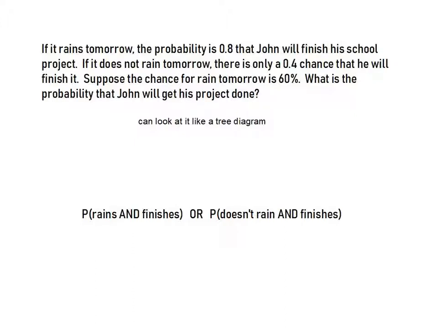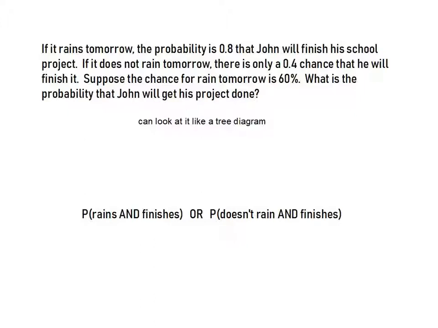Let's look at that without numbers quite so nice in a chart for us. It says if it rains tomorrow, the probability is 0.8 that John will finish his school project. All right, it's rainy, he's going to stay inside. If it does not rain tomorrow, there's only a 0.4 chance that he will finish it. So he's going to go outside and go enjoy the beautiful weather, I guess. Suppose the chance for rain tomorrow is 60%. What's the probability that John will get his project done?